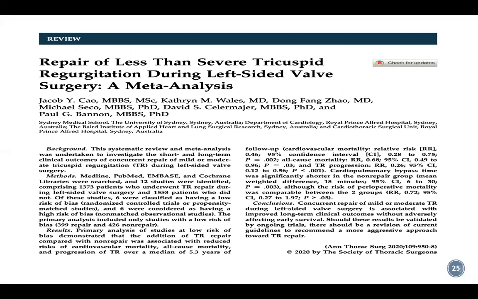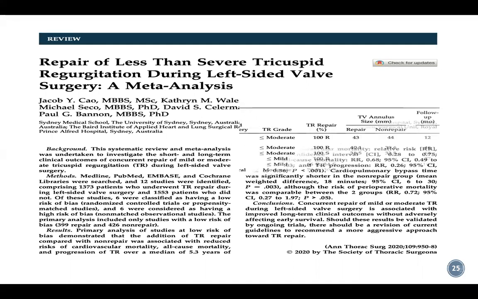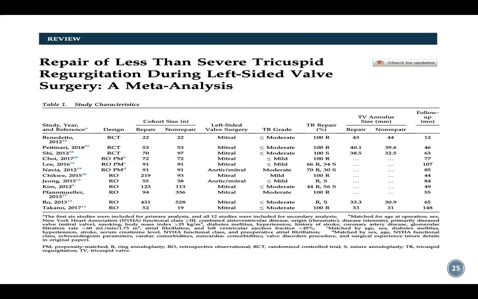A review article in 2020, also published in Annals of Thoracic Surgery, looked at repair of less than severe tricuspid regurgitation during left-sided valve surgery. In their meta-analysis, the studies they included combined many small randomized control trials and observational studies.